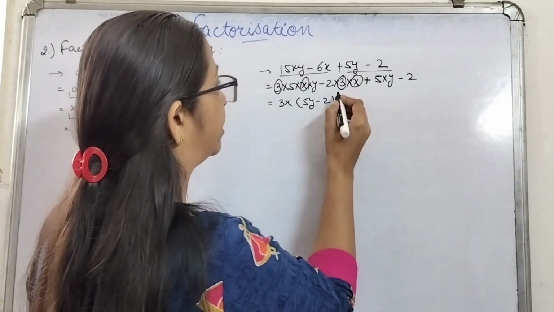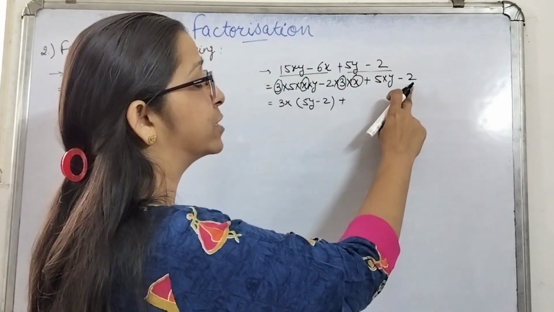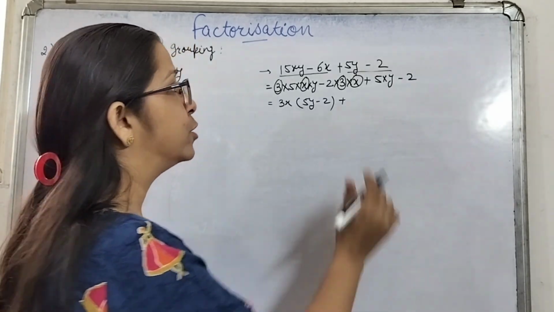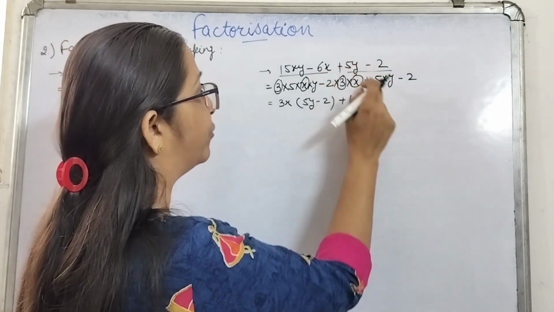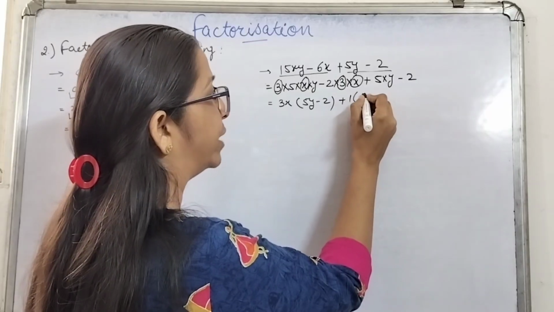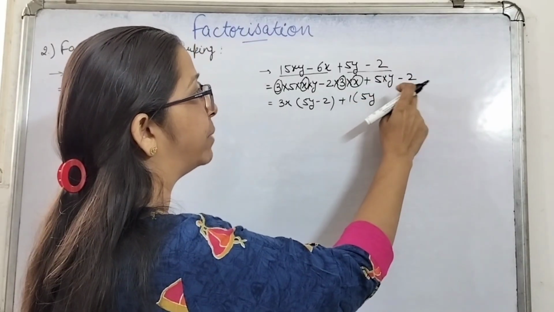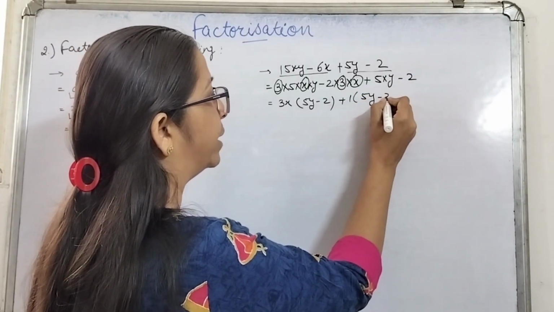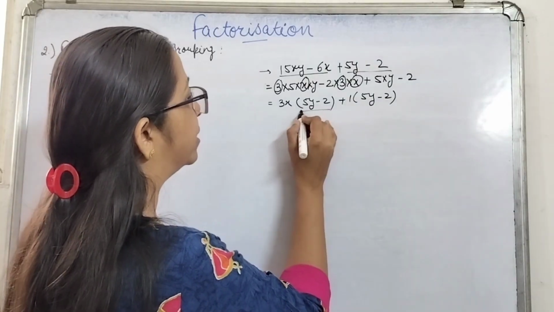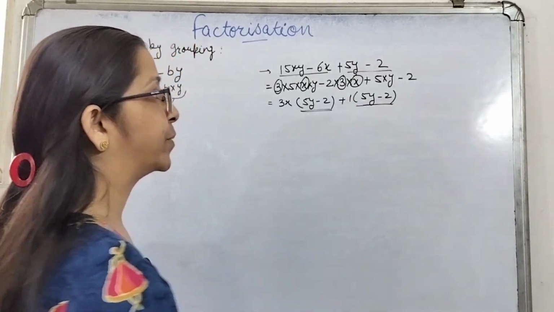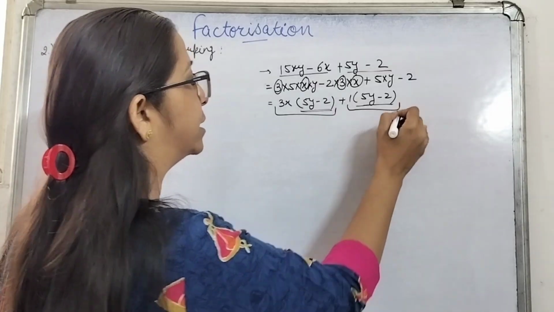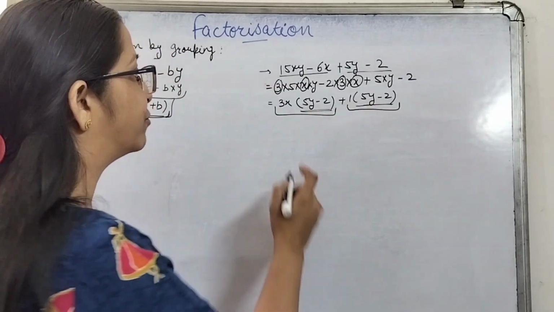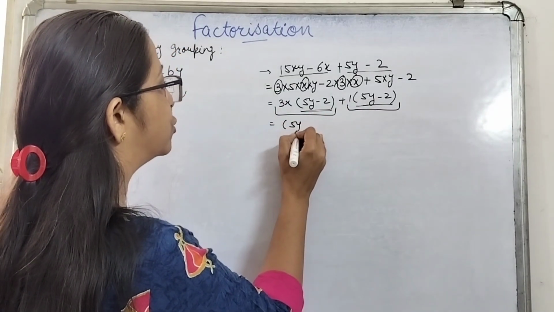Now, in these two terms, 5 into y and minus 2, nothing is common, so we can take 1 as common. If we divide this 5y by 1, we will get 5y. If we divide minus 2 by 1, we will get minus 2. So we can see over here that this bracket is the same. Now, this is one of the terms and this is another term. In these two terms, 5y minus 2 is common.